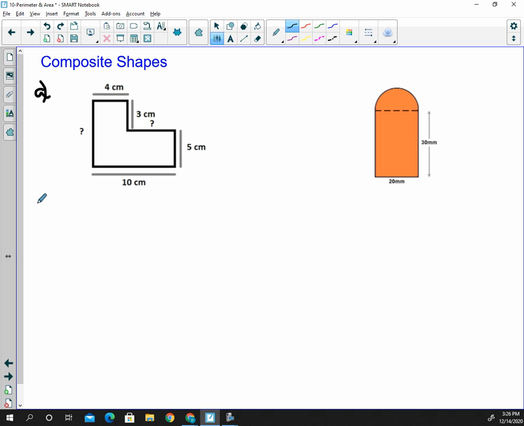It would be easy enough to find the perimeter here. The perimeter is just all of the side lengths added together, but we are missing some measurements. So we're going to use the measurements that we have. For sure we want to find this side length right here. It's made up of this side length plus this side length. To get from the bottom to the top, we have to go up 5 centimeters and then another 3 centimeters. So this needs to be 8 centimeters.